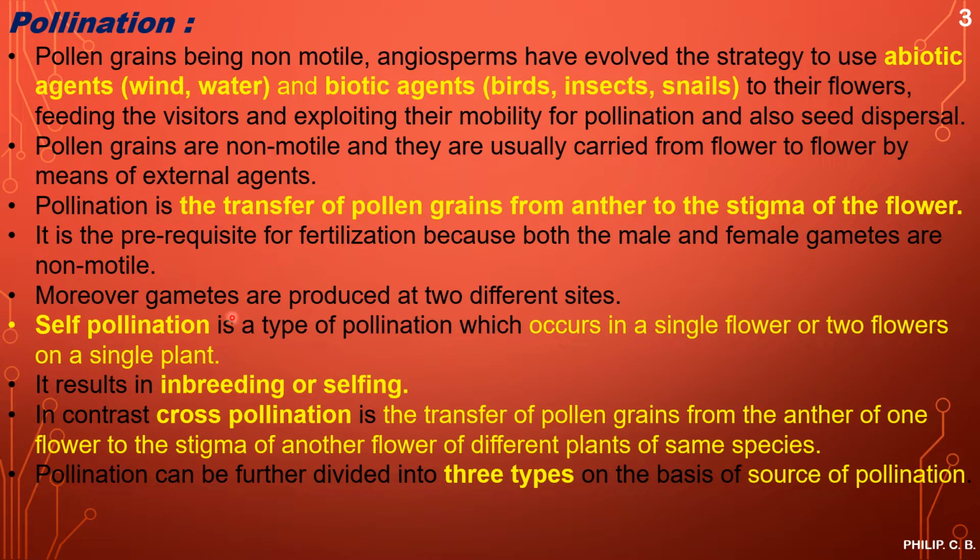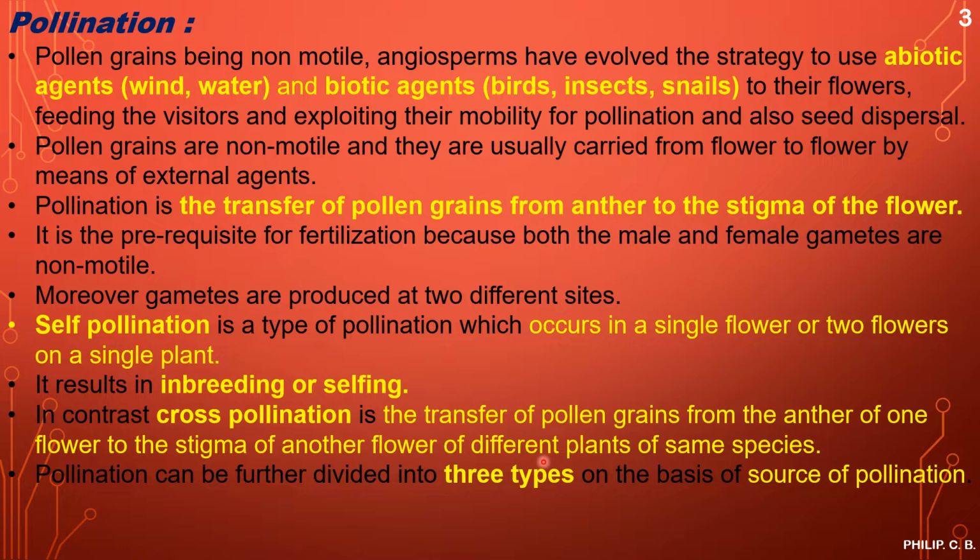Now moreover, gametes are produced at two different sites. First, self-pollination, a type of pollination which occurs in a single flower or between two flowers on a single plant. It results in inbreeding or selfing, meaning crossing taking place within the same plant, same flowers of the same plant. In contrast, cross-pollination is a transfer of pollen grains from the anther of one flower to the stigma of another flower of a different plant of the same species. Now I hope this part is clear.